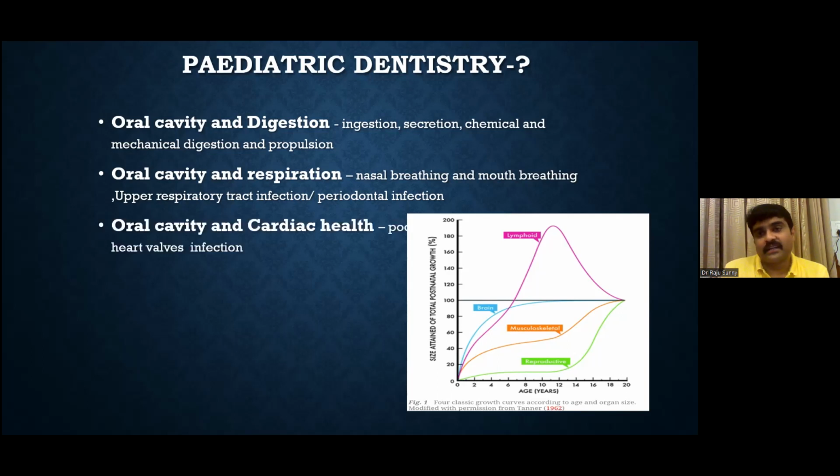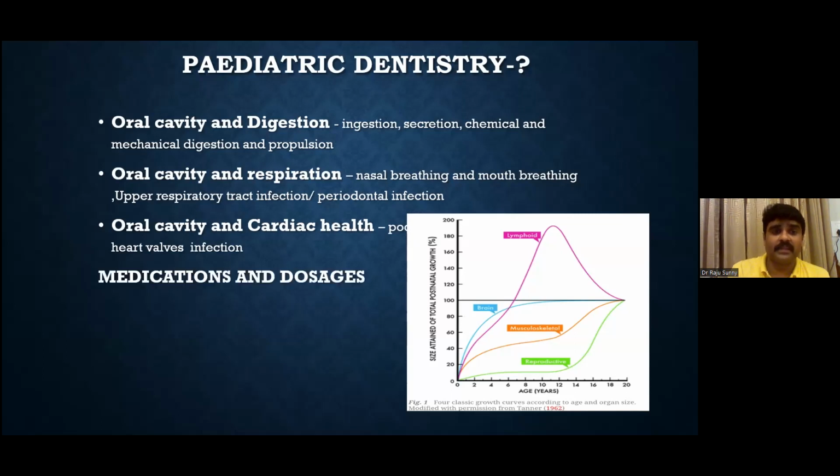Then you know that if the teeth or the oral cavity has too much dental caries or infection, that can also affect the general health of the body, especially the cardiac tissues. So there can be infection of the cardiac septums, and other cardiac issues. Cardiac valve infection can occur.